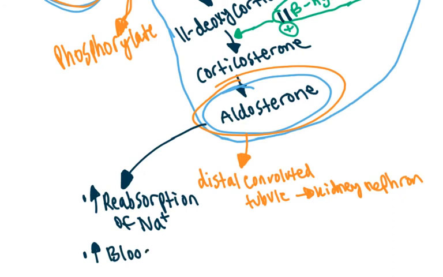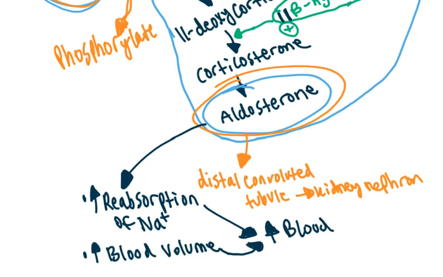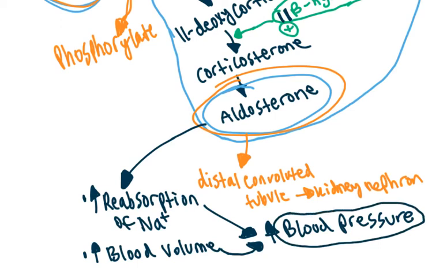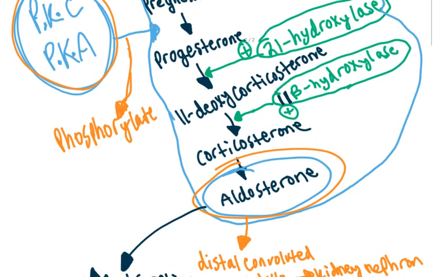Now, how would blood volume increase? Remember, wherever sodium goes, water gets attracted to it because it's a solute. So both the reabsorption of sodium and the increase in blood volume will increase blood pressure, which is the whole goal of aldosterone production and secretion. Remember, it started way back when renin was produced from the juxtaglomerular cells of the kidney.